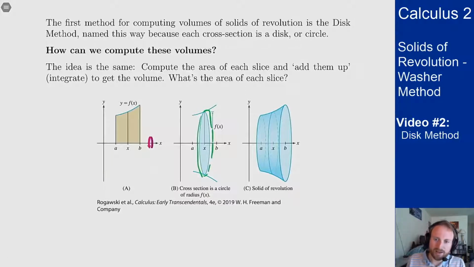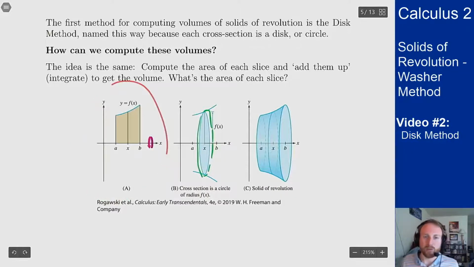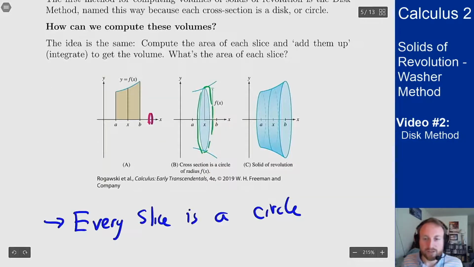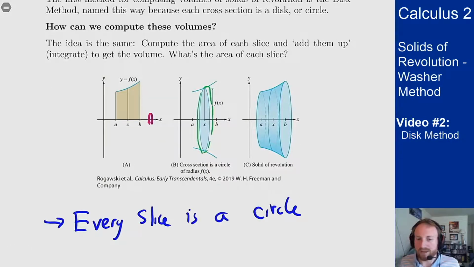Now let's step back to the function point of view. I want to take this region here in this first picture on the left, and I want to revolve it around the x-axis. When I do that, I'm going to trace out the solid of revolution you see in those three pictures. And every slice I take vertically gives me a circle. So that's great. If I want to find the total volume, I need to integrate the function that is the area of each slice.